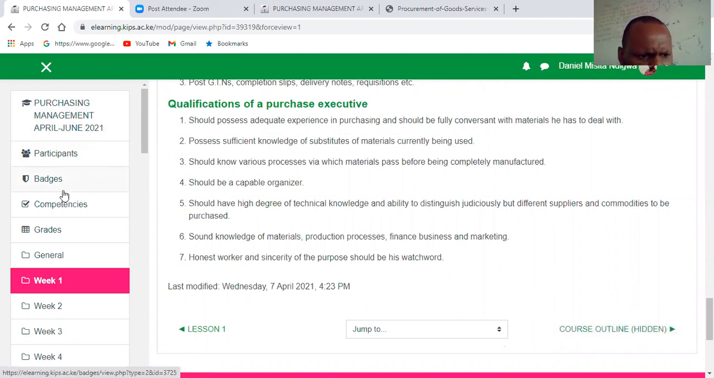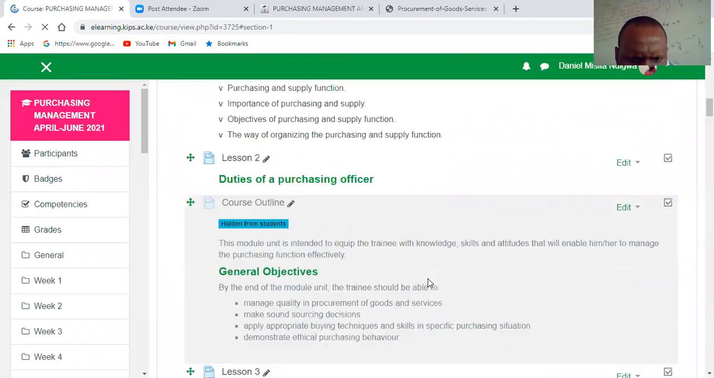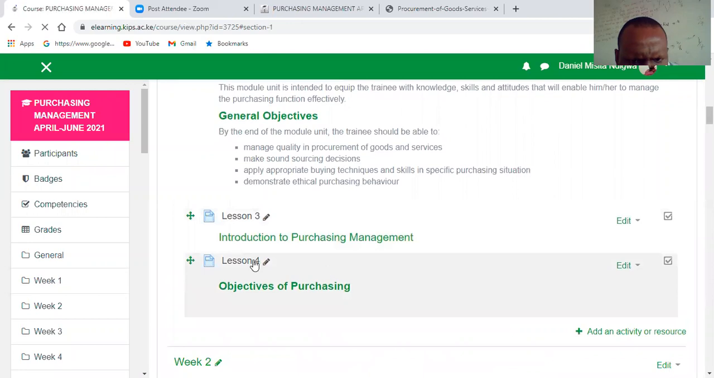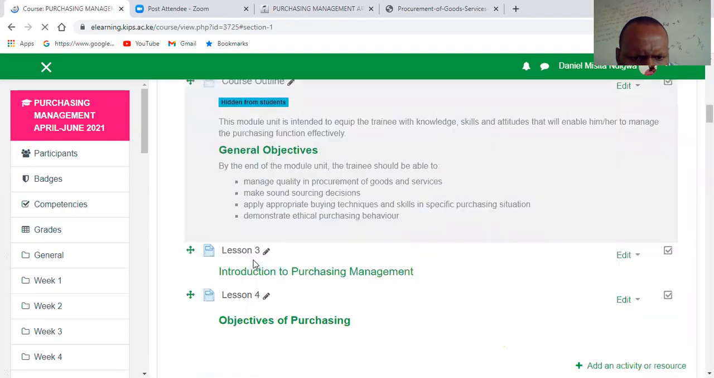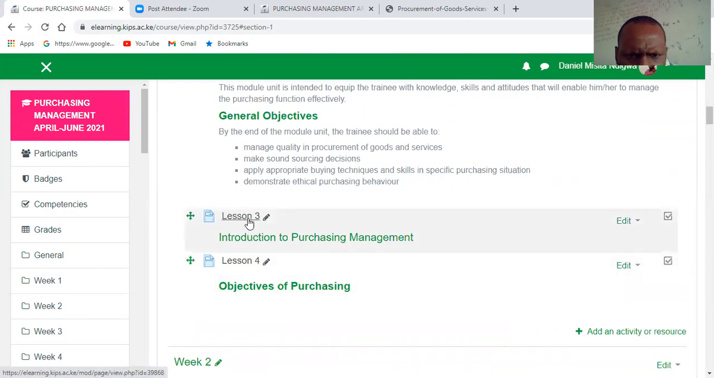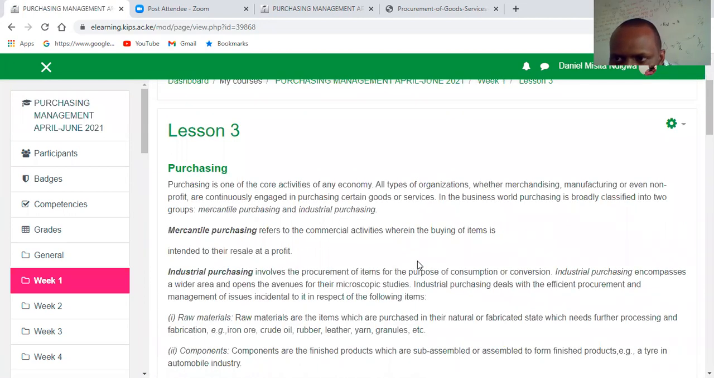The other thing we will talk about today is our third topic, which is lesson 3. So lesson 3 is about purchasing.